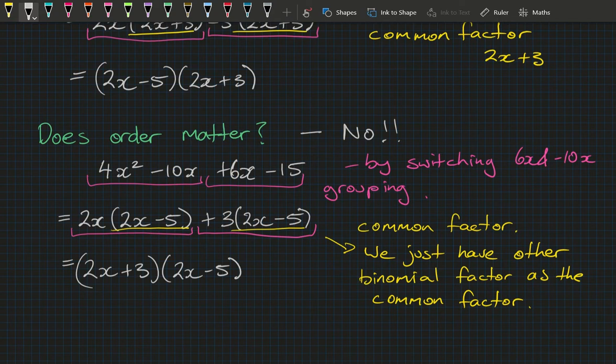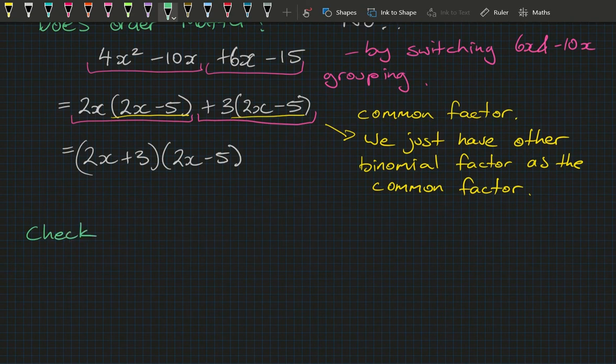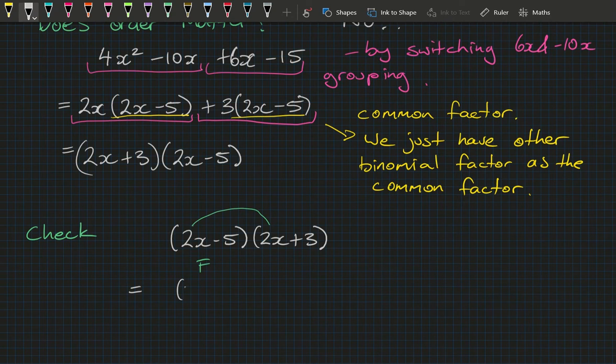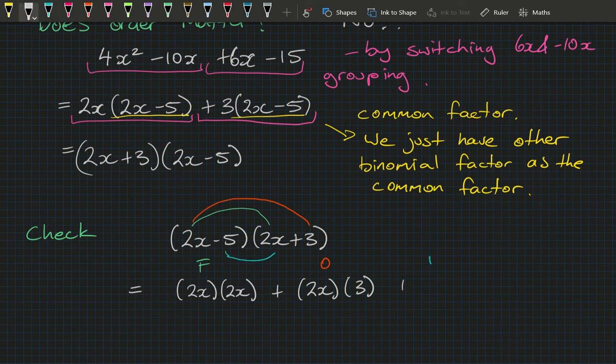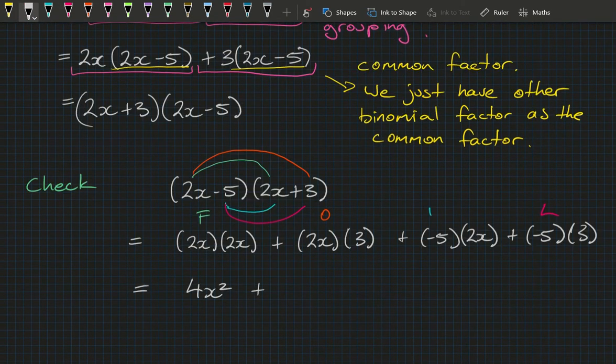And just as I said in the last lesson, if you're ever unsure, check. Now we've ended up with 2x minus 5 times 2x plus 3. And by FOIL, the first one is 2x times 2x, and the outside is 2x times 3, and inside is minus 5 times 2x, and last is minus 5 times 3, which is equal to 4x squared plus 6x minus 10x minus 15. And by collecting like terms, we get 4x squared minus 4x minus 15, which is exactly what we want.